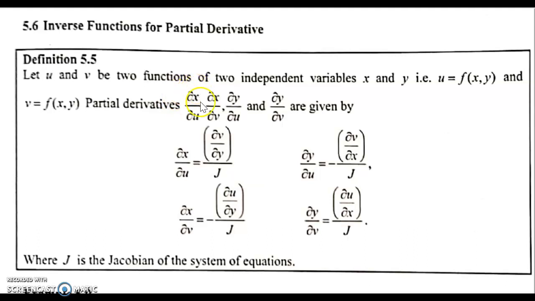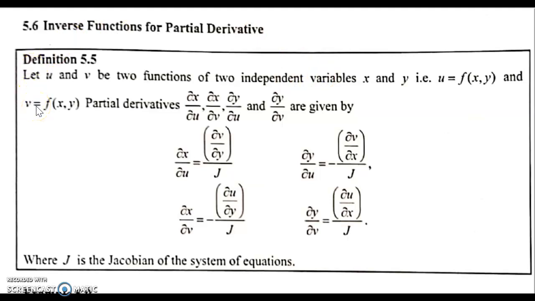Partial derivatives of partial x over partial u, partial x over partial v, partial y over partial u, and partial y over partial v are given by these equations. Notice that the function given is u in terms of x and y, v in terms of x and y. In other words, if you try to find any derivative, it will give you the derivative of u in terms of x, right? You will have partial u over partial x, or partial u over partial y.